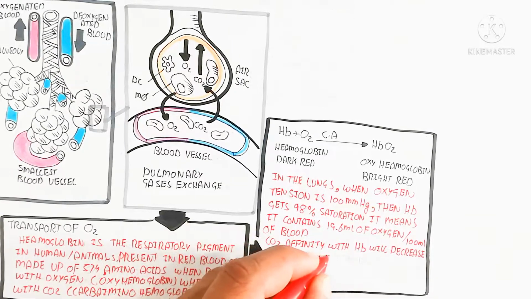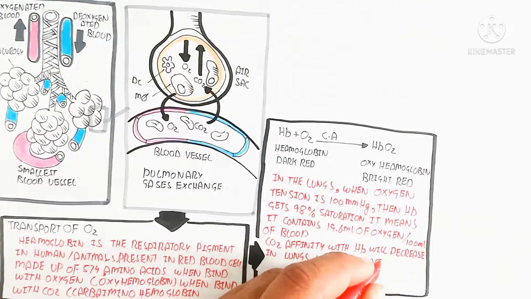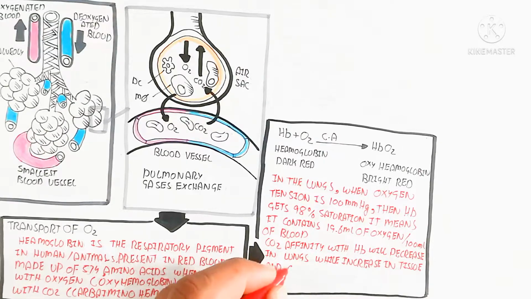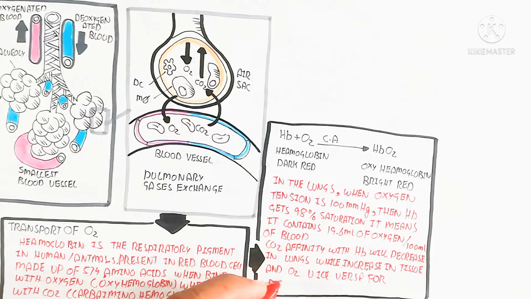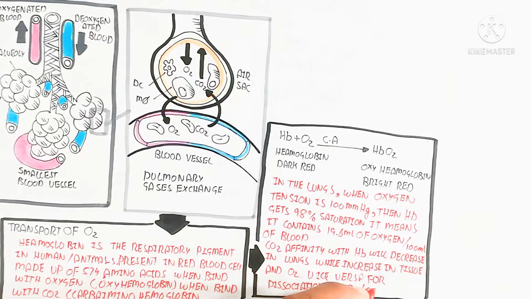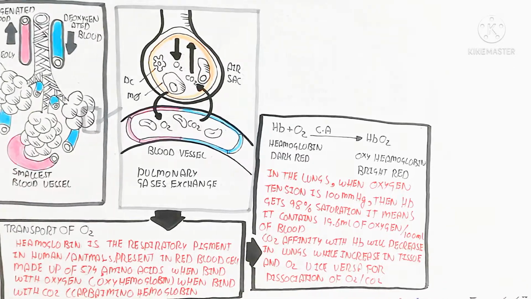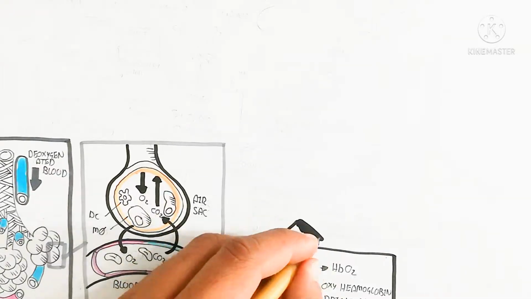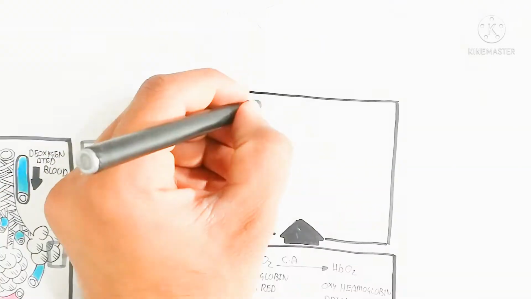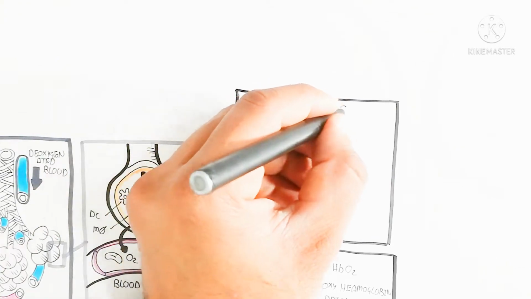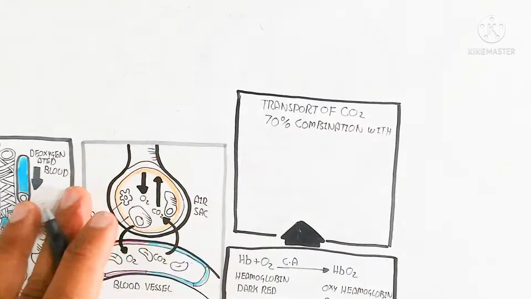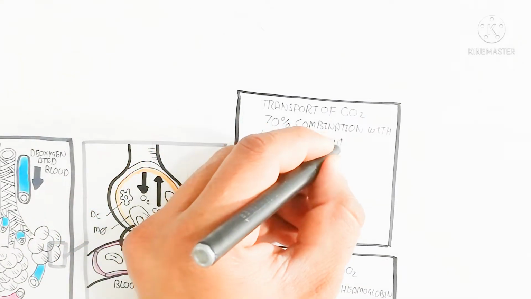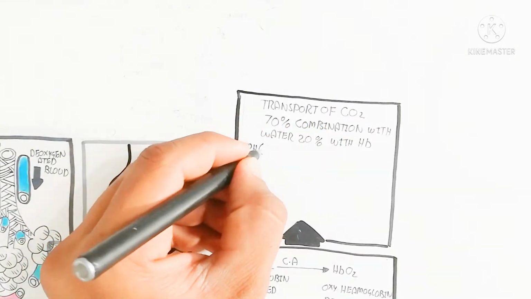The carbon dioxide affinity with hemoglobin will decrease in the lungs while it increases in the tissues, and vice versa for oxygen, for dissociation of oxygen and carbon dioxide during inhalation and exhalation. For the transport of carbon dioxide, you need to understand that 70% is by combination with water and 20% with hemoglobin. Hemoglobin is important.